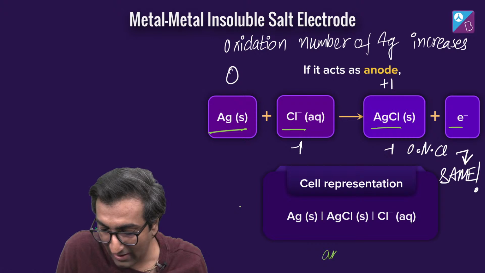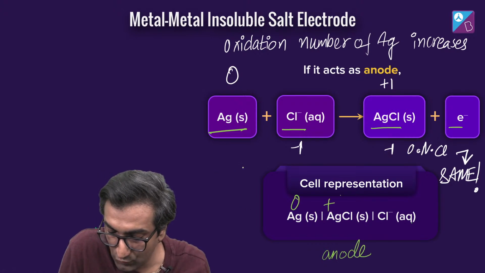ये क्या हो रहा है? ये एनोड है. व्हाई इज दिस एनोड? बिकॉज यू आर गोइंग फ्रॉम 0 to +1.